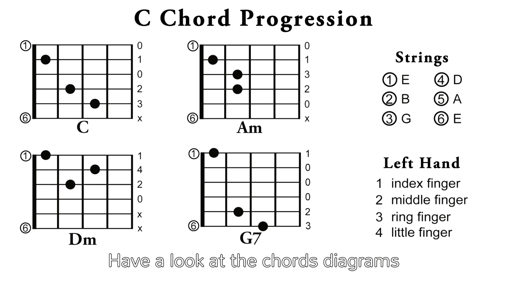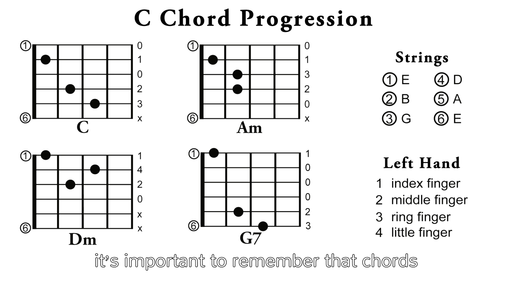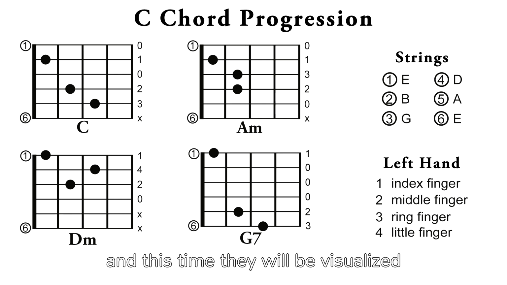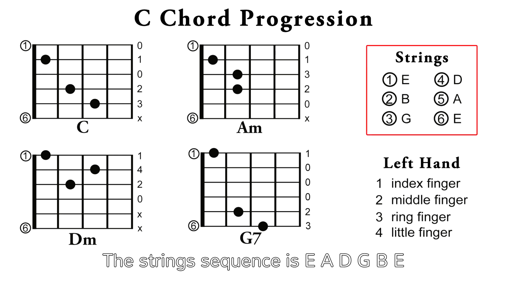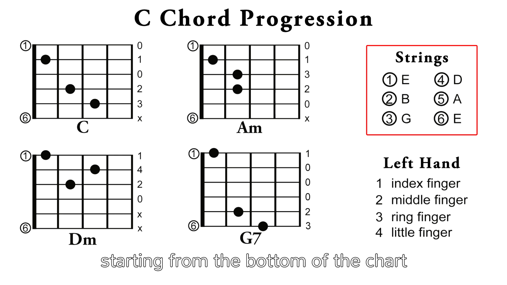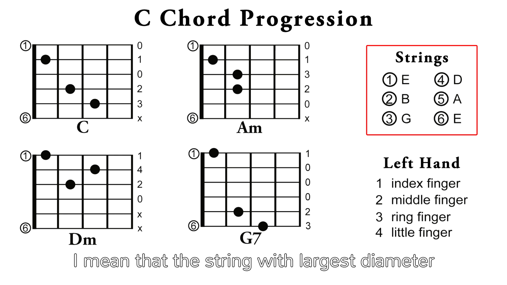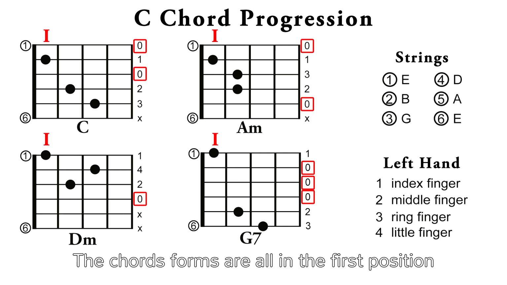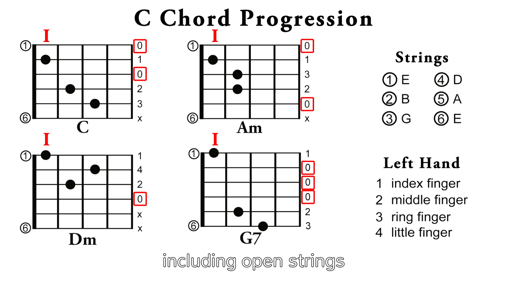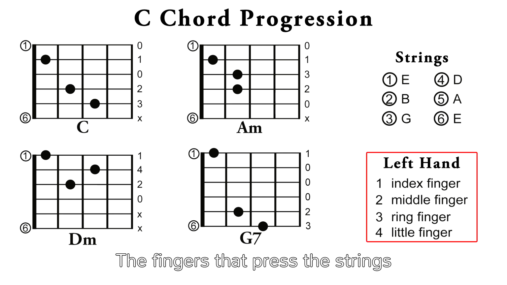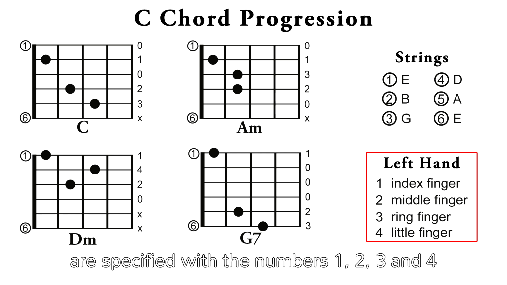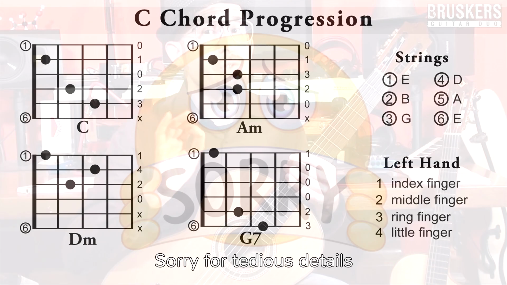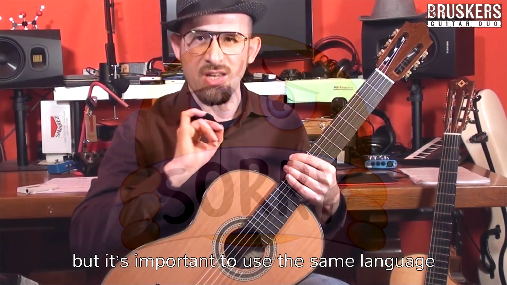Have a look at the chords diagrams. It's important to remember that chords can be displayed in many ways, and this time they will be visualized using horizontal shape. The string sequence is E, A, D, G, B, E, starting from the bottom of the chart. I mean that the string with the largest diameter is at the bottom. The chords forms are all in the first position, including open strings. The fingers that press the strings, the left hand for right-handed people, are specified with the number 1, 2, 3, and 4. Sorry for tedious details, but it's important to use the same language.